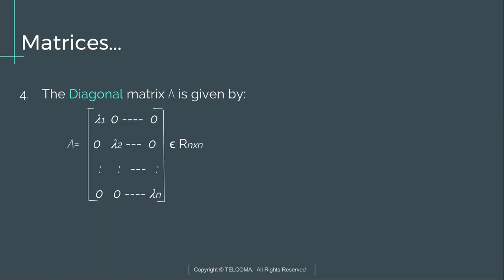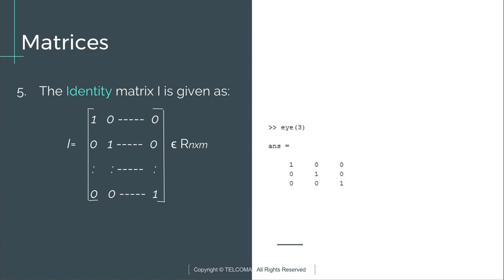Now, diagonal matrix, lambda, is given as all the other elements turning to 0. We have values only at the diagonal elements. Now next is the identity matrix, which is represented as I. It has 1 at the diagonal positions and 0 at all the other positions. So we can represent the identity matrix by using the command I. We can write I and in parenthesis write 3, this will display the 3 cross 3 identity matrix.